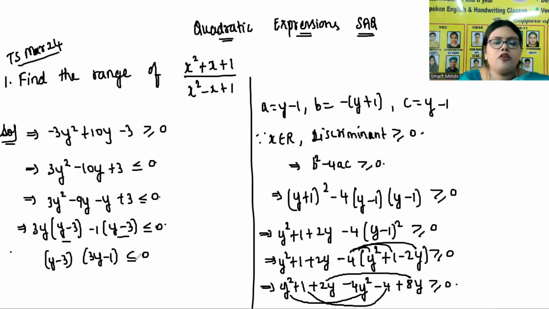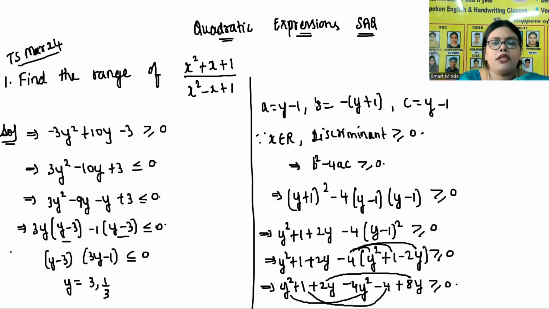Whenever you have less than or equal to 0, first we will find out the y values. y is 3 and 1 by 3. Now whenever you have a less than or equal to symbol, the values lie between this interval. And whenever you have greater than or equal to, it doesn't lie between this interval. Now that it is less than or equal to 0 as given, it lies between.